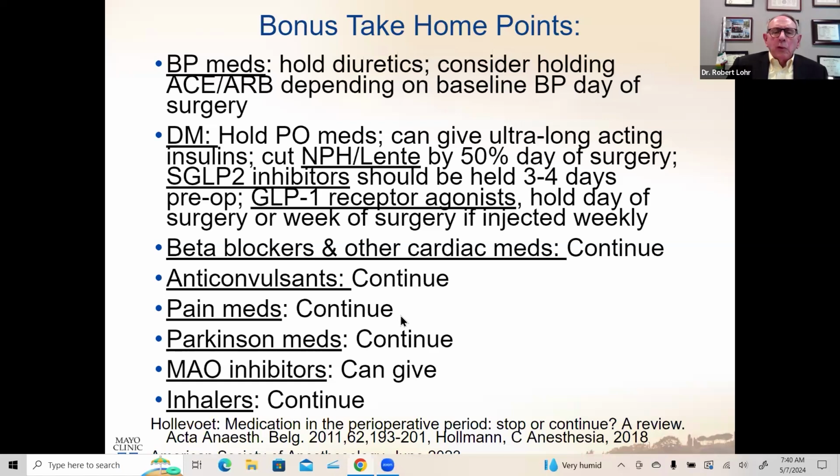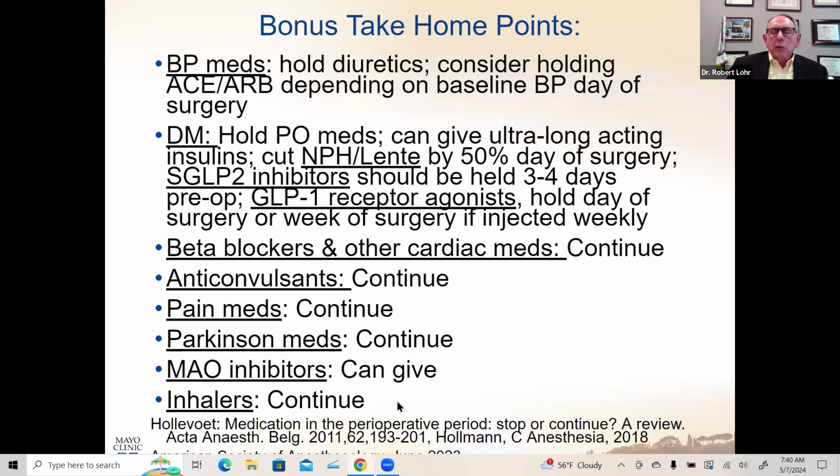The other thing that you have to consider is buprenorphine is often combined with naloxone, and that's mainly to prevent other drug use in the setting of opioid use disorder. The naloxone is going to be a problem if you're trying to give morphine or something like that in the hospital. So if they are on that combination, you need to get them on straight buprenorphine ahead of time. Parkinson meds should be continued. Again, the patient's NPO, they don't get their meds, it's time to get out of bed and they can't move. MAO inhibitors can be given, and all inhalers should be continued.